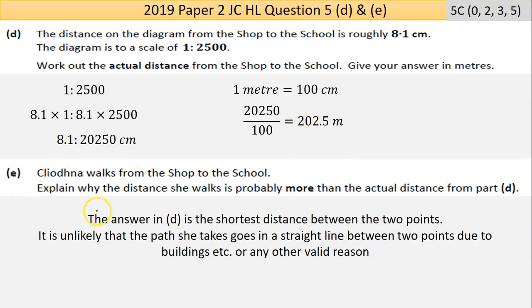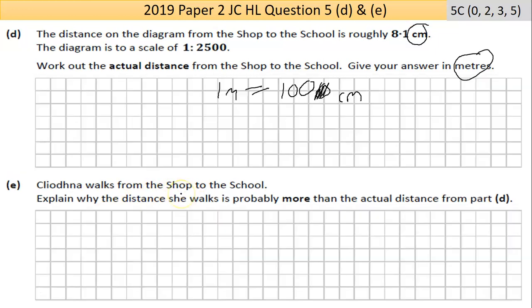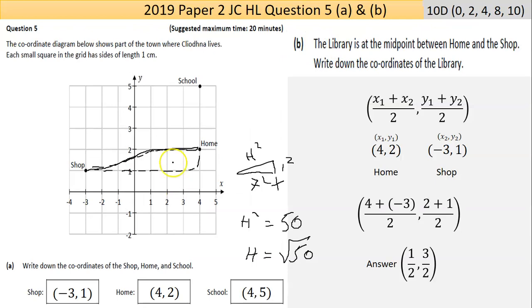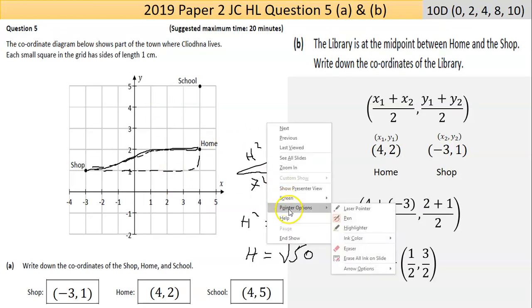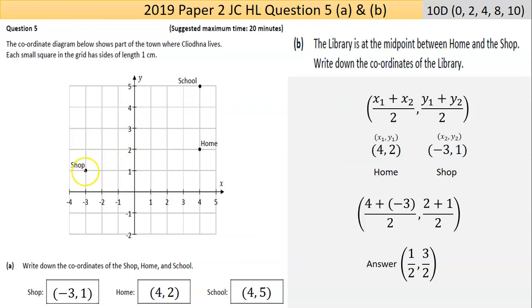Right, so part E there says, Cleana walks from the shop to the school. Explain why the distance she walks is probably more than the actual distance from part D. I have the answers right in front of us, but you're going to try to figure out, okay, she walks from the shop to the school. Let's go back and look at the diagram. Even though we've seen the answer, get rid of the fluff here. She walks from there to there.